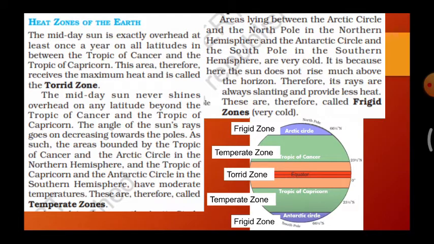So what are the zones, children? There are three zones: torrid, temperate, and frigid zones. These are the heat zones of the earth.